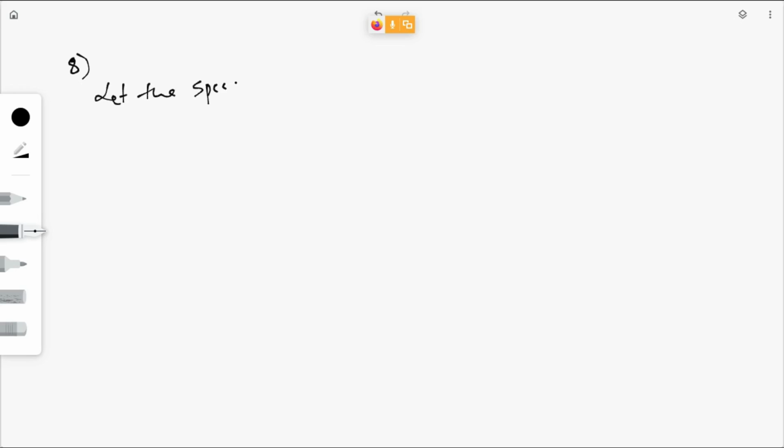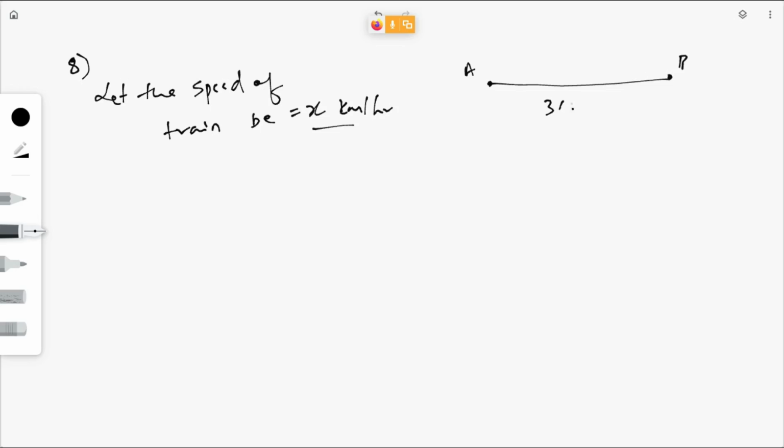Let the speed of the train be x kilometer per hour. So here it travels 360 kilometer. So the distance between the 2 points is 360 kilometer. It travels from point A to point B with a speed of x kilometer per hour.